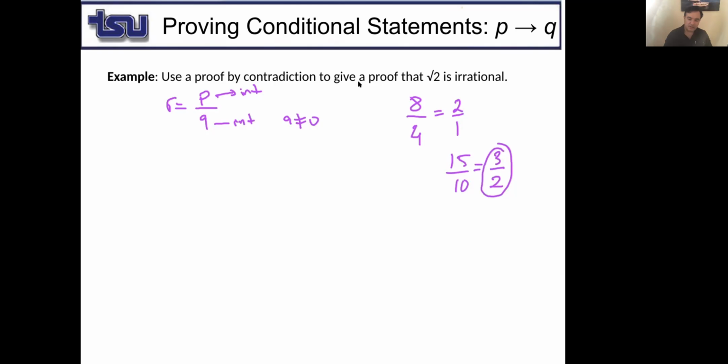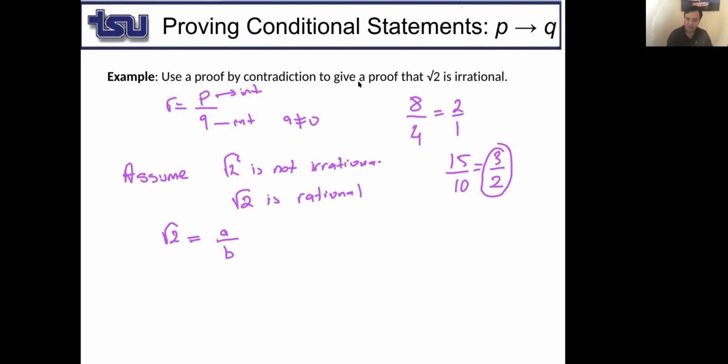So now we are going to assume that square root of 2 is not irrational. In other words, square root of 2 is rational. We will assume that, and square root of 2 has a minimal representation. That means square root of 2 can be written as a divided by b, okay? And b cannot be 0. And a and b do not divide each other, so a and b are not multiples of each other. Let's assume that, okay?